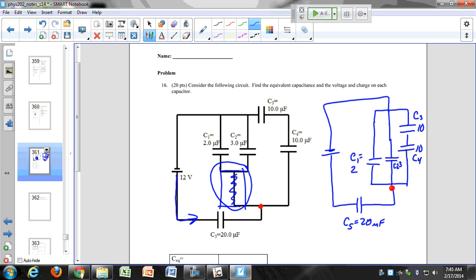Now I want you to find the equivalent capacitance of that. If you're not getting this, don't sweat it. We'll do another one after this, and then there are some homeworks for this too.